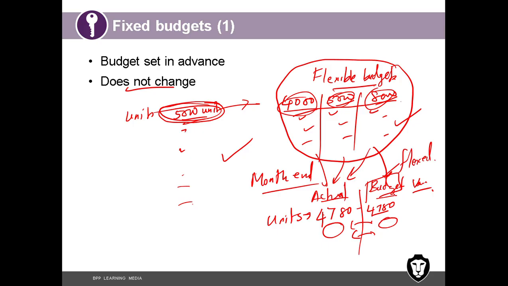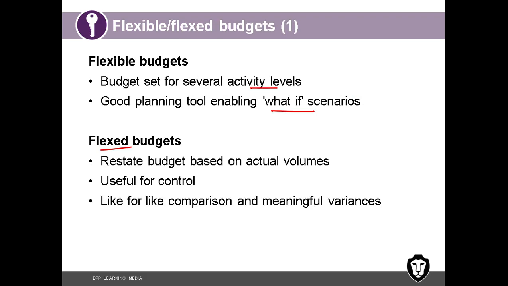At the end of the period, when actual number of units are known, you prepare a budget for that same number of units, which is known as flexed budget. Restate budget based on actual volumes. Useful for control. I told you in my last video also. Control means what? Comparison. Comparison of actual results with budget. So this is what is most useful for comparison.